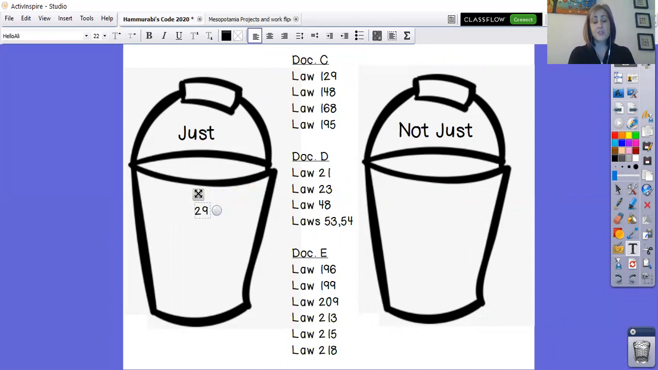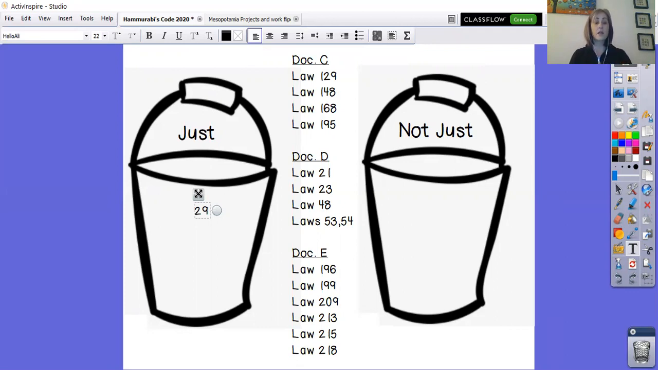And you're going to do this for each document as I talk. So if I'm listening to Ms. Morris, I'm like, okay, you know what? I think law 29 is just. So I'm going to write law 29 in my just bucket. All right. So as I talk about each law, you can pause it if you need to, and you're going to decide if you're going to put it in the just category or the not just category bucket.